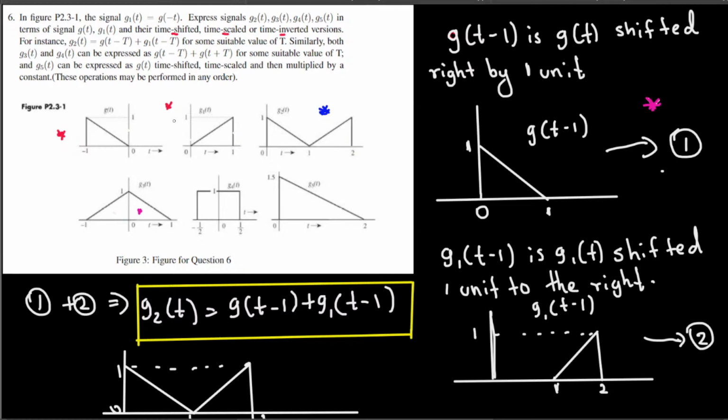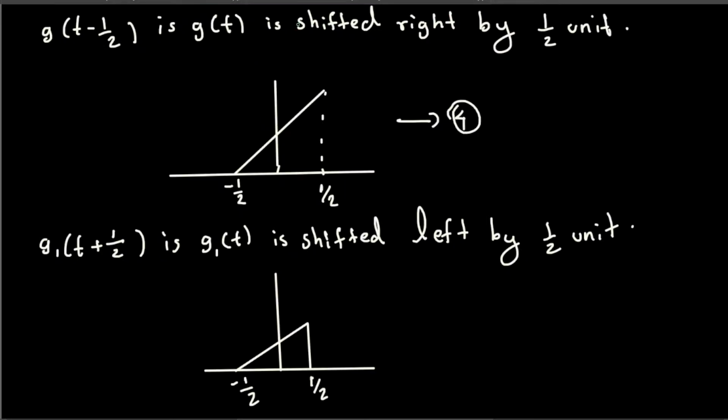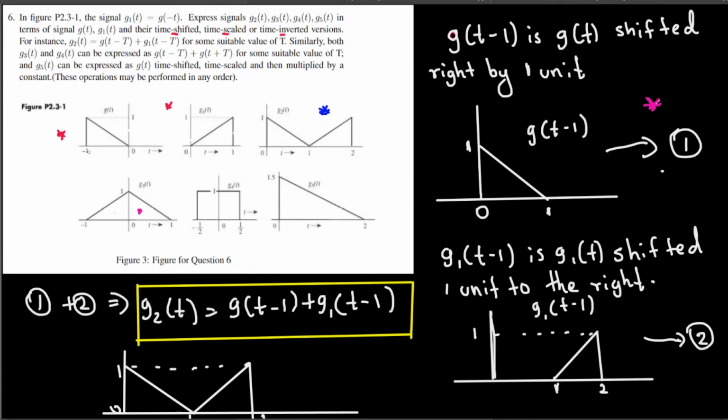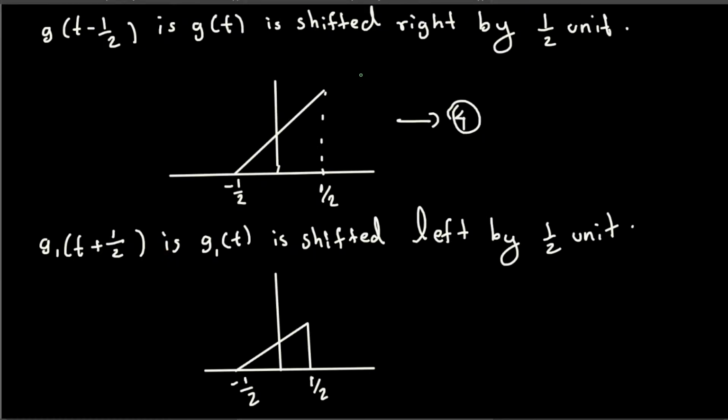Okay, wait, I'm moving this one by half and that one. Okay, I made the first wrong because g of t, if I move half unit to the right, is going like this. So let me here draw this one. This one is basically like this.